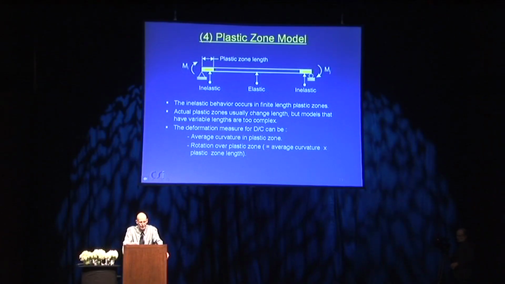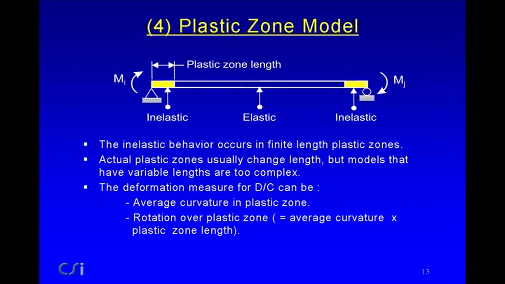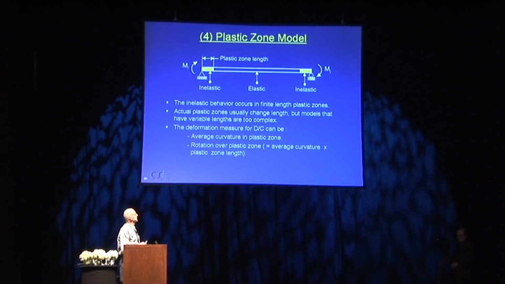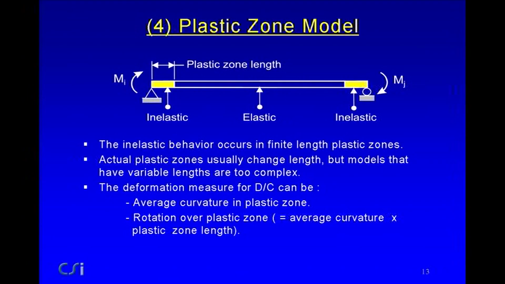The fourth model is a plastic zone model. Instead of assuming a zero-length plastic hinge, we now have at each end a finite-length plastic zone, but with an elastic beam in between. So the inelastic behavior now occurs within finite-length plastic zones at the ends of the beam. Now, in a real beam, you will get plastic zones, but something happens in a real beam: they kind of spread. They're not fixed in length.